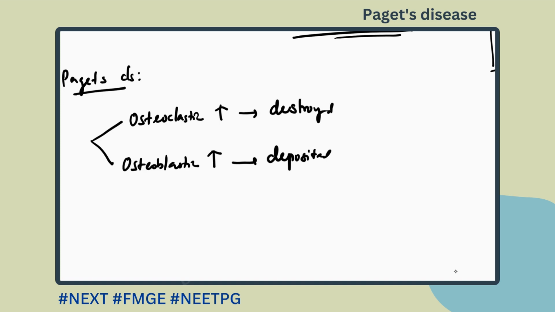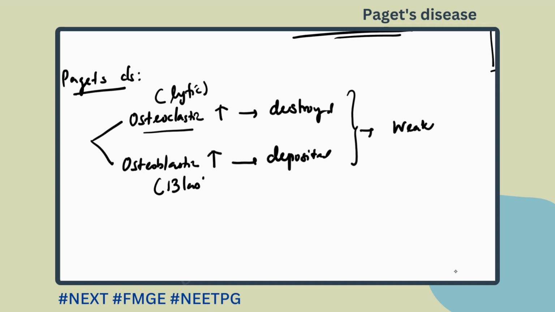Deposition, destruction happens frequently in Paget's disease. Because of this, the bone becomes weak. So in Paget's disease, there can be a lytic phase because of osteoclastic activity. There can be a blastic phase because of the osteoblastic activity. If both of them occur, it can have a mixed phase. So these are the three phases in Paget's disease.